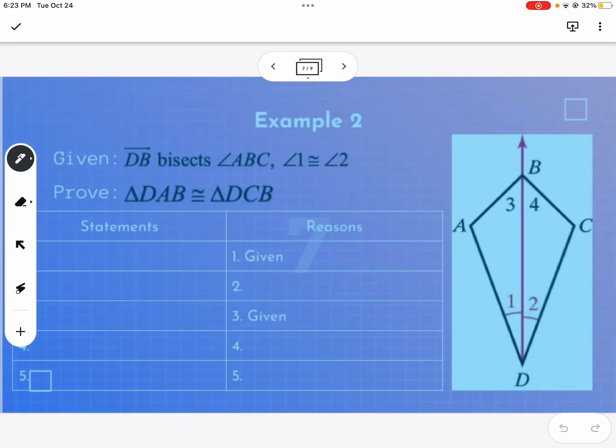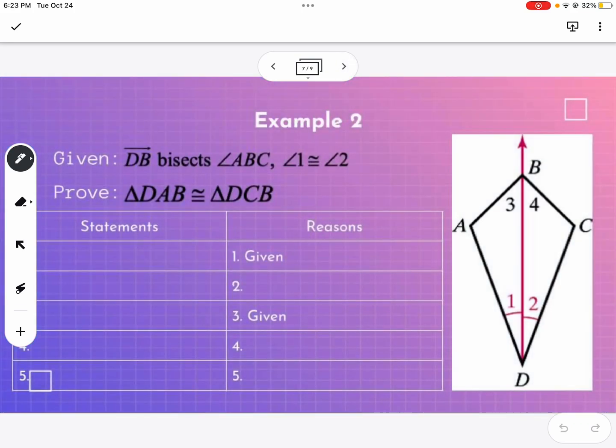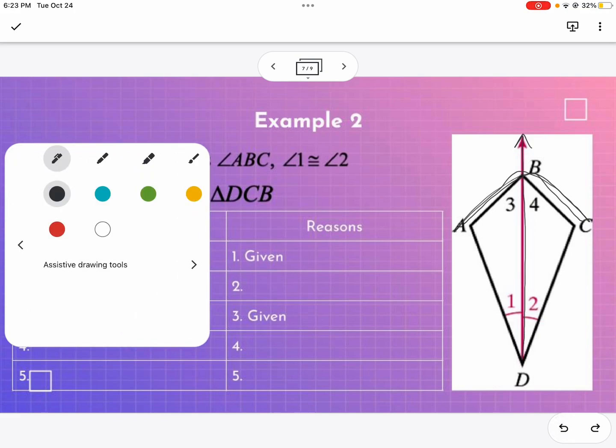So let's actually go ahead and try a proof. I think it's time. Okay, so we have a couple givens. Ray DB, this red line over here, bisects angle ABC. That's this angle over here. And then they're also telling us that angle 1 is congruent to angle 2. So let's go ahead and start our proof.